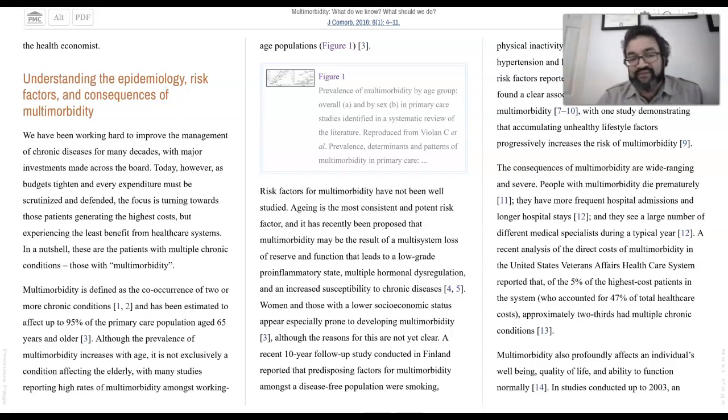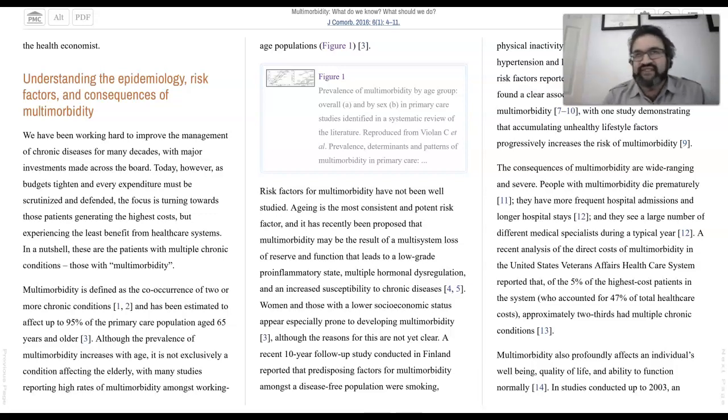So not only pro-inflammatory states, but multiple hormonal dysregulation. The thing with hormones is that the levels are not constantly monitored, and so what happens is there's fluctuations, and if there's parasympathetic, there might be sympathetic overdrive, or vice versa, and also increased susceptibility to other chronic diseases.